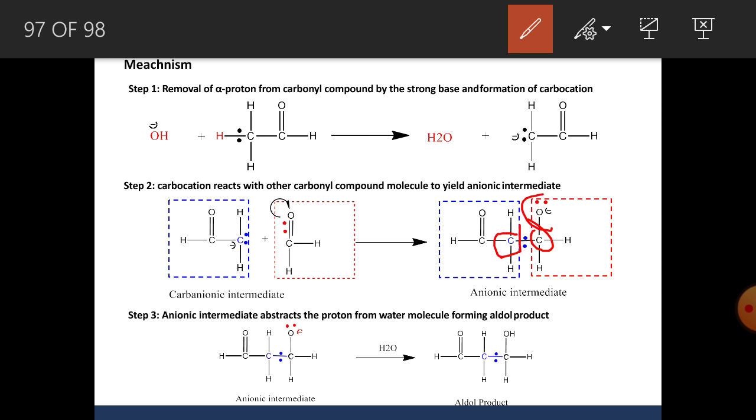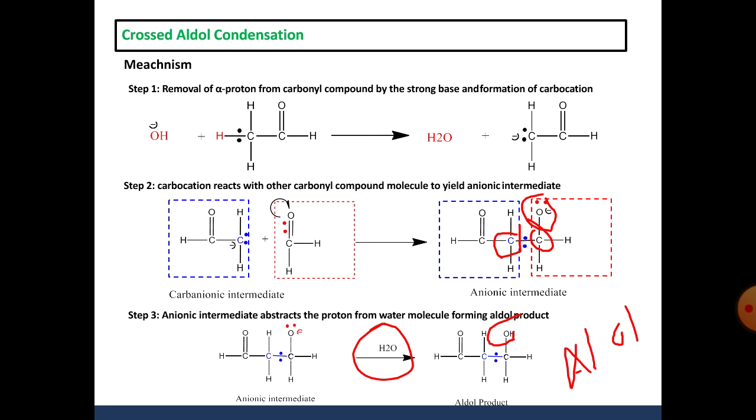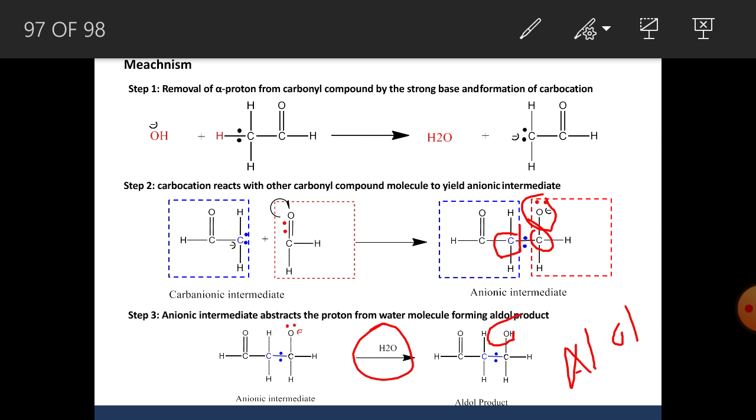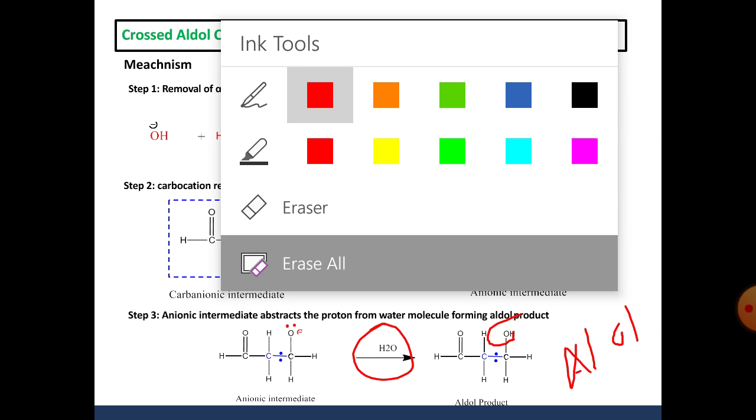But simultaneously this oxygen becomes electron rich. So to neutralize this, it takes a proton from a water molecule and converts into OH. This is the aldol product, where Al indicates aldehyde and OL indicates alcohol. Both groups are present in aldol. Now this reaction again can be continued.